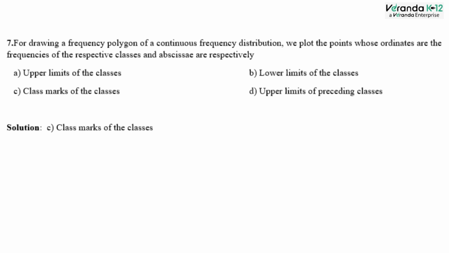To find the answer, we know that to draw a frequency polygon there are two methods. One is with the help of a histogram and one is without histogram. Where in without histogram we are taking the class marks of the classes on x-axis and the frequencies on the y-axis. Therefore, the required option here is option C, class marks of the classes.